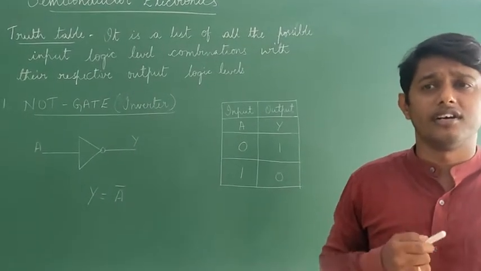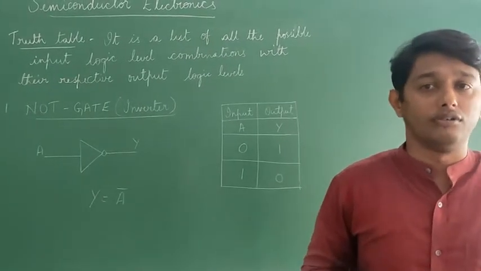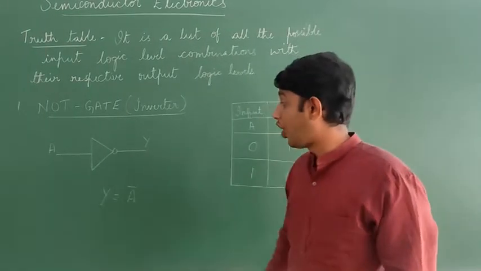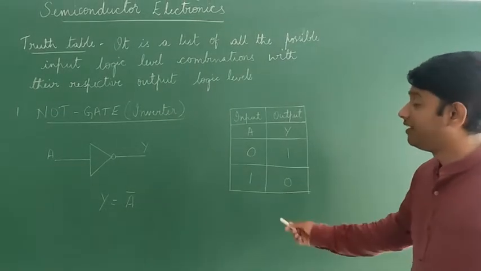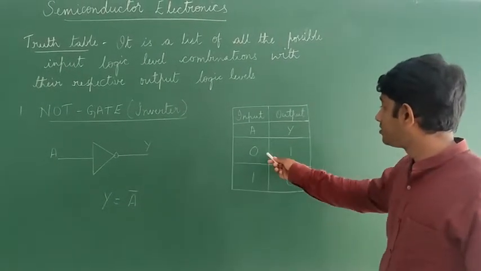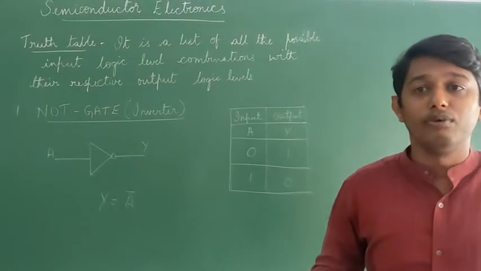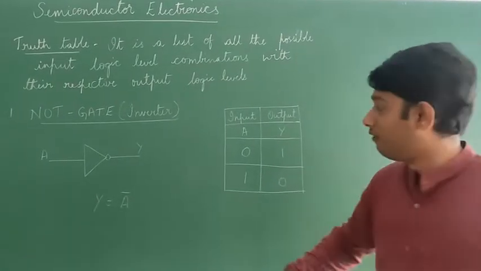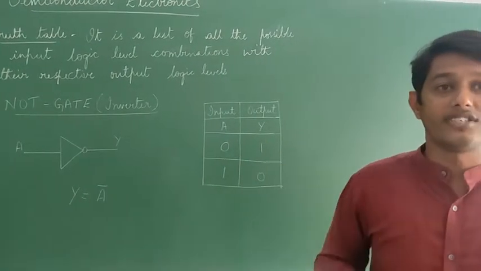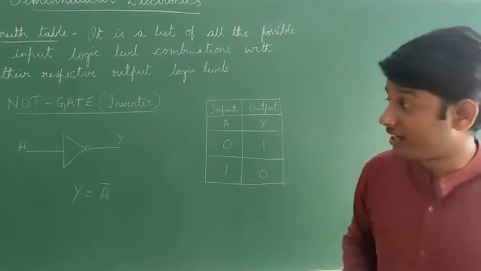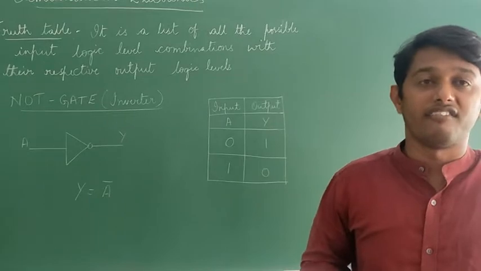This is the most basic gate, with one input and one output. This is the symbol of NOT gate, and this is the truth table of the NOT gate, where you can easily see that when the input is 0, the output is 1, and when the input is 1, the output is 0. The Boolean equation for NOT gate is y = A bar. It is read as y is equal to not A, where A is the input and y is the output.